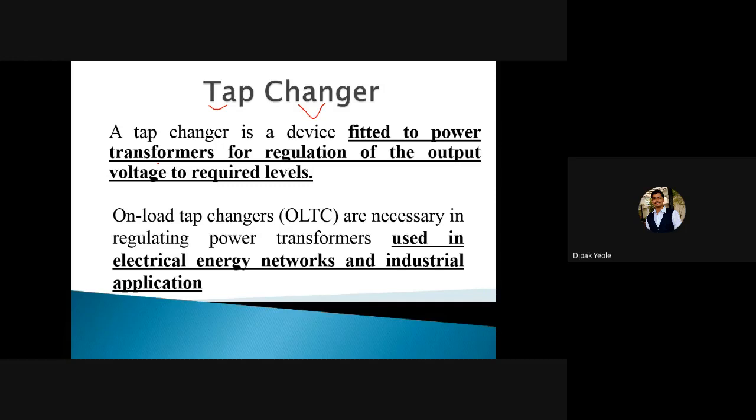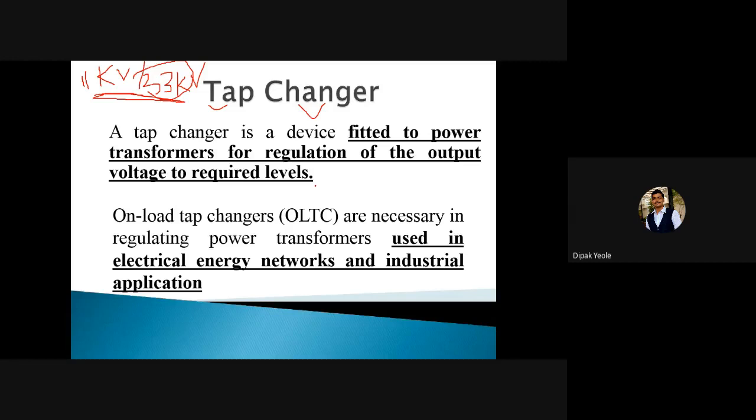Now what is the purpose of this tap changer? For the regulation of the output voltage to required levels. Now you know that whenever we are interested in an 11 kilovolt by 33 kilovolt step up transformer, obviously this is a power transformer, and in this power transformer the tap changer is provided. Why? Because we have to regulate the output. We have to regulate this 33 kilovolt to required levels.